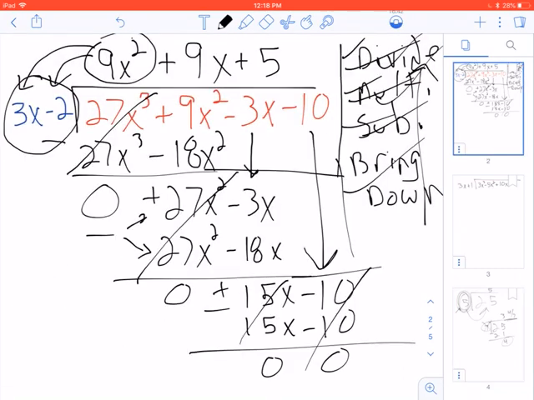So coming back up here, I know now that 3x minus 2 must be a factor of 27x cubed plus 9x squared minus 3x minus 10 because it evenly divided into that guy and it did not leave a remainder down here. Further, I also know that 9x squared plus 9x plus 5 must also be a factor of 27x cubed plus 9x squared minus 3x minus 10.